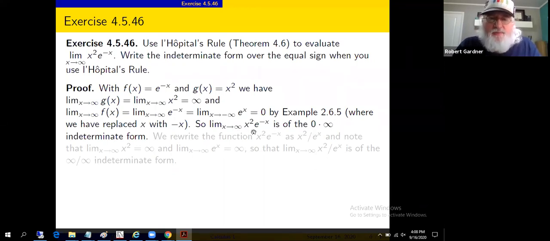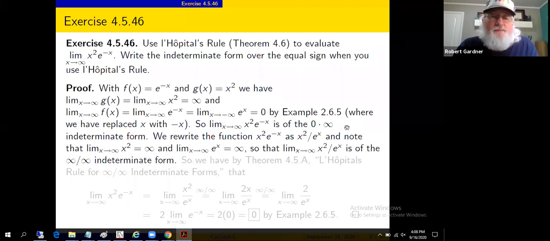So I want to evaluate this limit, and my problem is, it isn't the right kind of indeterminate form to use L'Hopital's rule. But wait, let's rewrite it in a different form. Let's write it as a quotient, and then we've got a chance at some L'Hopital's rule stuff. So let's take that e to the negative x and move it to the denominator as an e to the positive x. So x squared e to the negative x, let's rewrite as the equal expression x squared divided by e to the x. Now the numerator goes to infinity, and so does the denominator. This one's in an infinity over infinity indeterminate form.